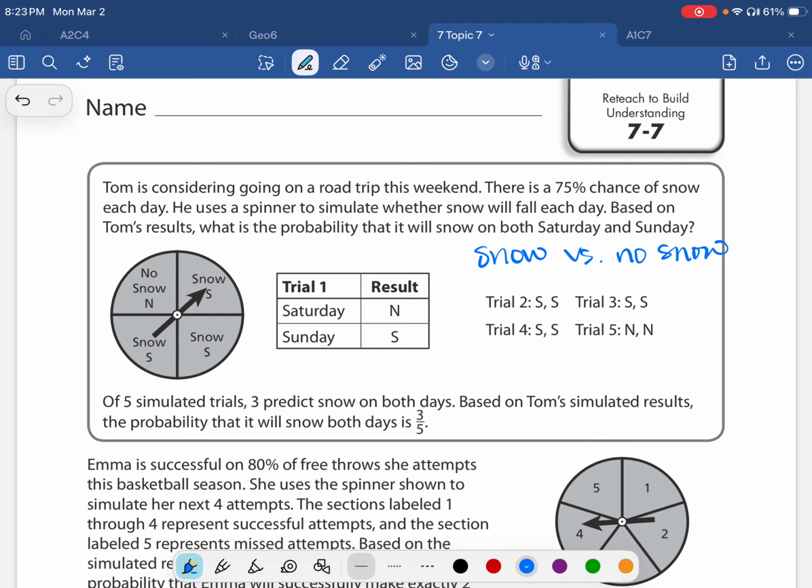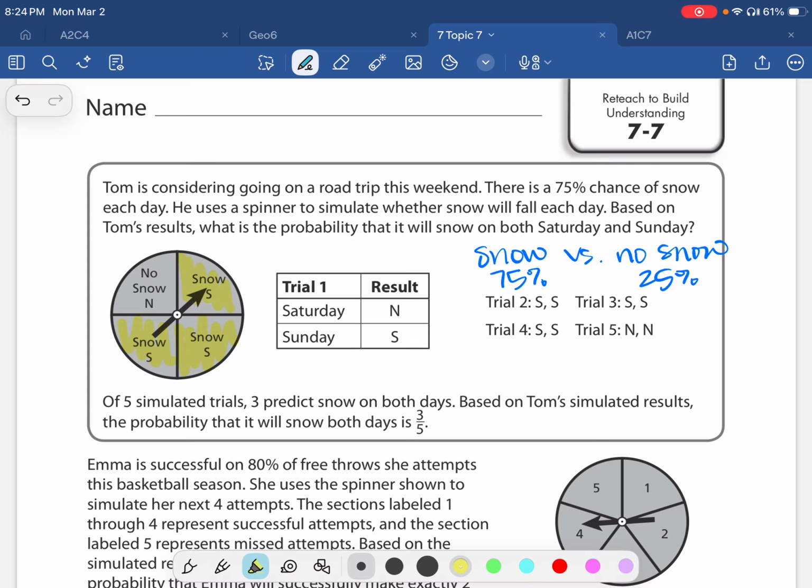So our probability of snow is 75%. Probability of no snow then would be 25%. So with quarters, we can cut that spinner into 4 parts so that 3 of the sections signify snow. So 3 out of 4 would be 75% versus the one section that is no snow, which would be 1 out of 4 or 25%.